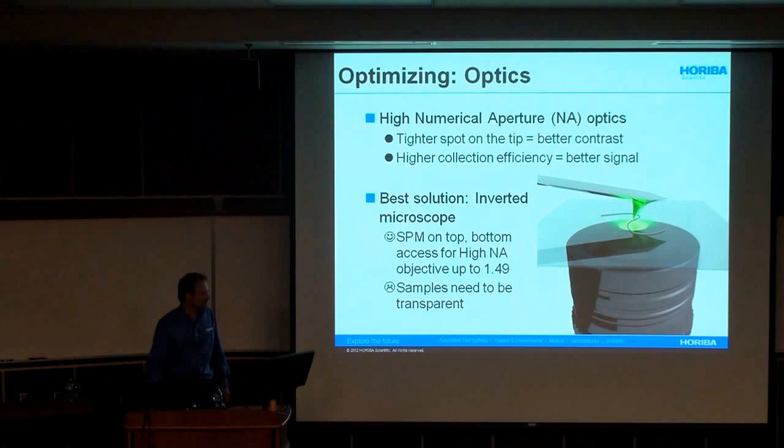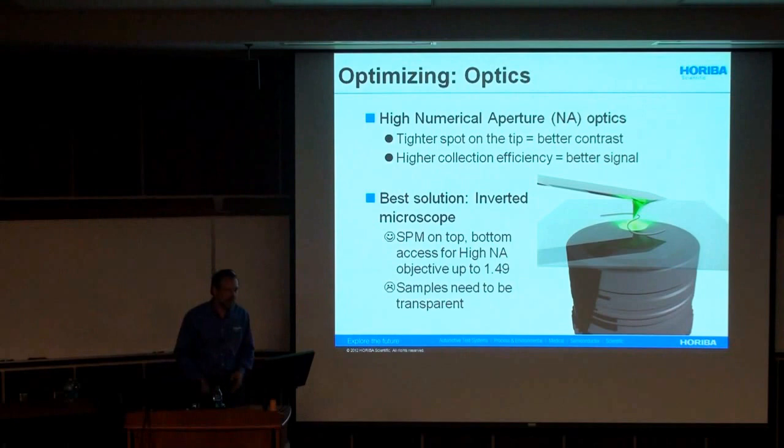The best solution to collect as much light as possible is using an inverted microscope. I don't have fancy superhero cartoons. I only have the little smiley faces here. But basically, with an inverted microscope, you can put your scanning probe microscope on top and have bottom access with the inverted microscope with the very high NA objectives. Like all immersion objectives, they are able to get to NAs of like 1.45, 1.49 with some microscope manufacturers. They tend to get very expensive at that point.